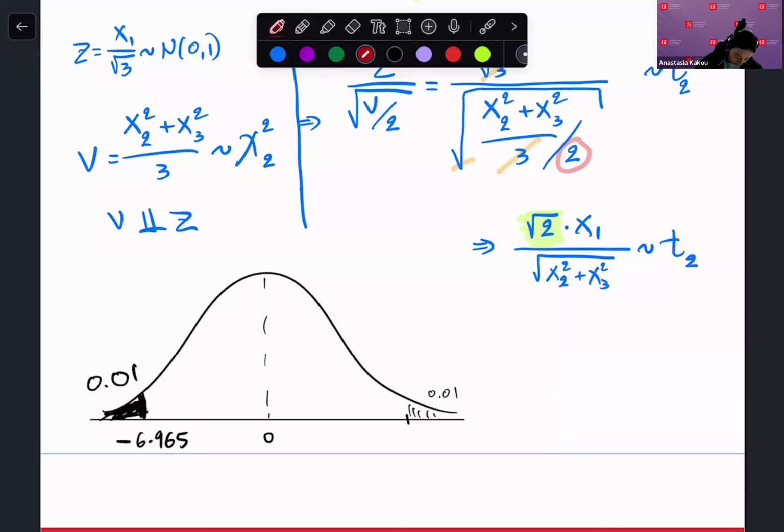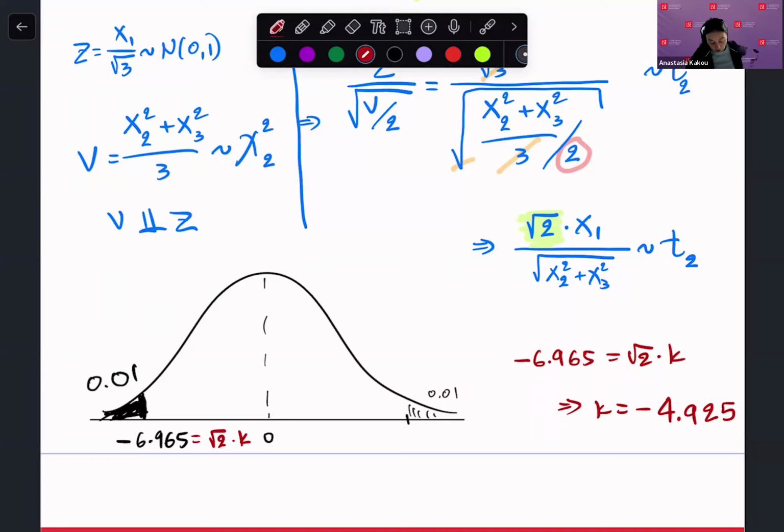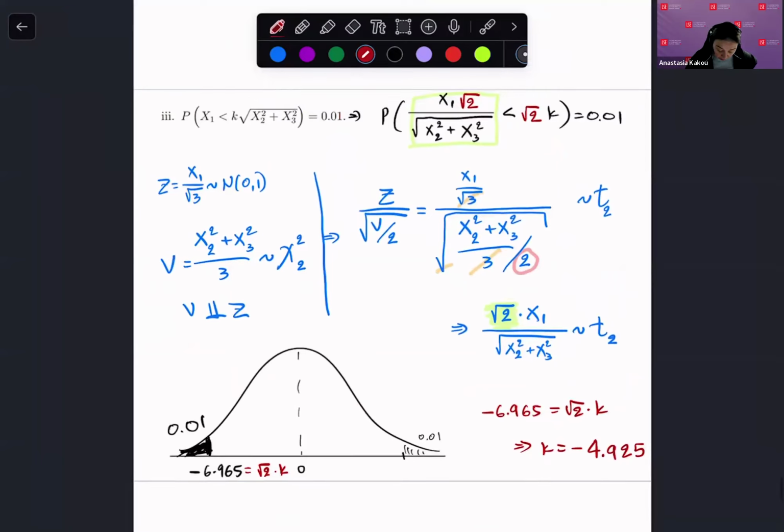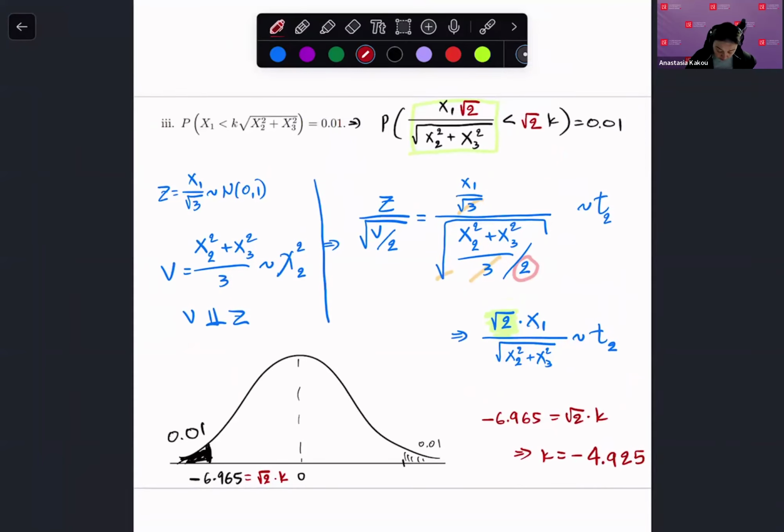And this is equal to the value of square root of 2 times k. All right, which means that negative 6.965 is equal to square root of 2k. Solving for k gives you negative 4.925, and that's the answer. Okay, so that completes the third part of this exercise, where we have created a t-distribution starting with normals.